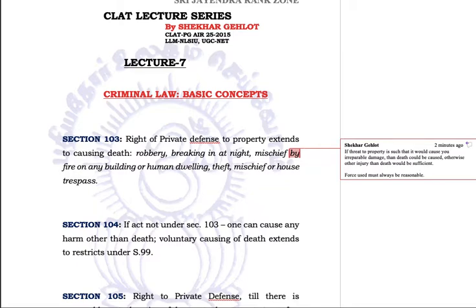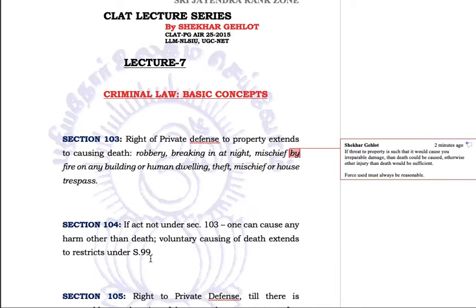Force used must always be reasonable. It cannot be disproportionate. If the act is not under section 103, one can cause any harm other than death. Voluntary causing of death extends to restrictions under section 99. If there is any other act against your property which is not covered in section 103, then you cannot cause death. The right to cause death is restricted under section 99 only.